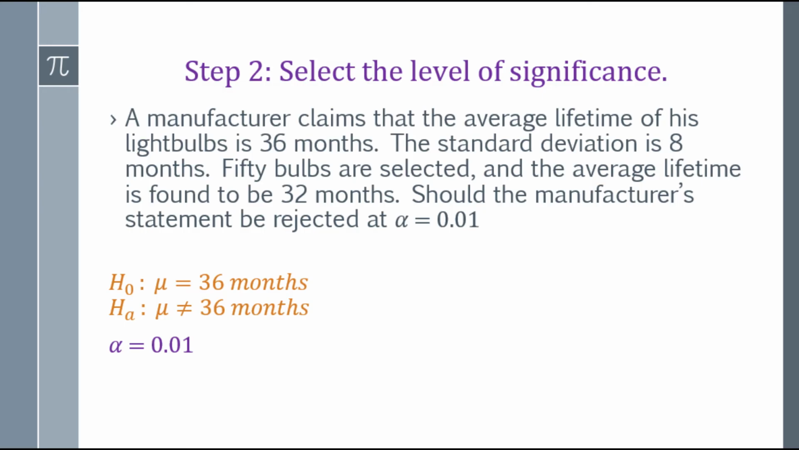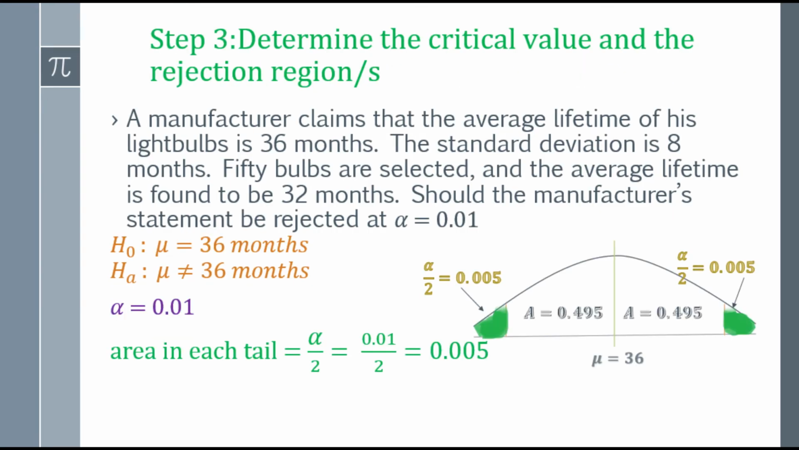Alright, so step 2 is select the level of significance. So, given naman siya. So, that will be 0.01. Step 3 natin, determine the critical value and the rejection region. Remember, this is a two-tailed test kasi equal and not equal. So, ang level of significance natin, i-divide natin siya ng 2. So, from 0.01, magiging 0.005 siya. At makikita nyo sa illustration, so kaliwat kanan yung critical region natin. Yung naka-shaded part na green. Okay? So, 0.005 sa kaliwa at 0.005 din sa kanan.